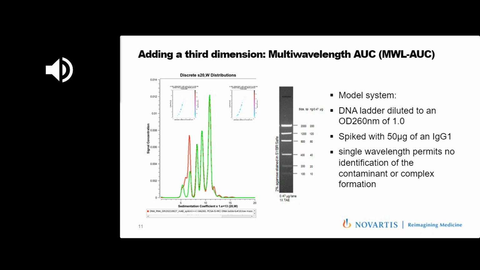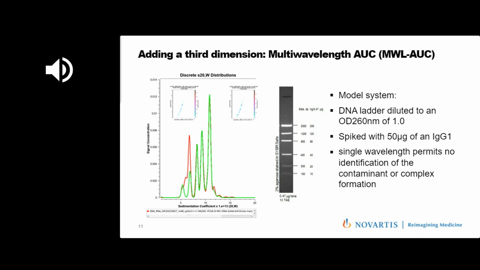And in order to test how it would look if we perform a multi-wavelength AUC experiment on that, and if we can spectrally and also hydrodynamically separate that, we tested it on the Optima AUC with a model system. I just took a DNA ladder and spiked it with 50 microgram of an IgG1 and collected a multi-wavelength experiment. And this is just for the A260 trace.